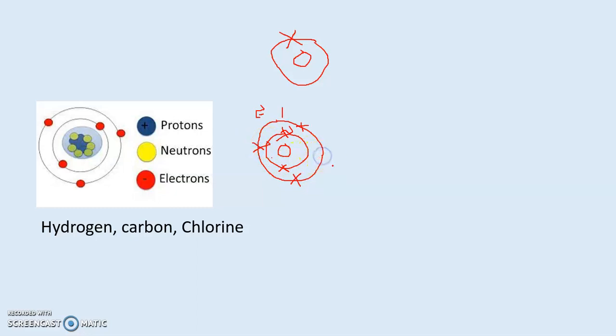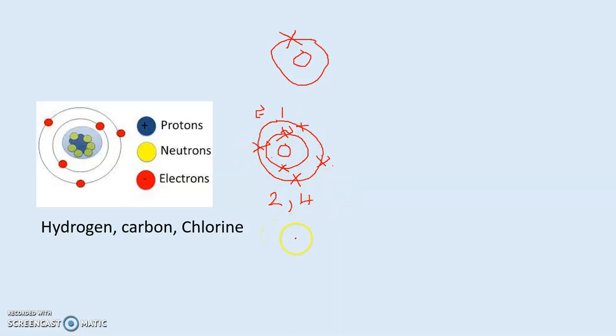Sorry if my writing isn't neat. So we have 1, 2, 3, 4, 5, 6 electrons, and the electronic configuration would be 2, 4: 2 on the first shell and 4 on the second shell. We can say that the period for this element is period 2 because it consists of 2 shells, and it is in group 4 because its last shell, also known as the valence shell, consists of 4 electrons. 1, 2, 3, 4.